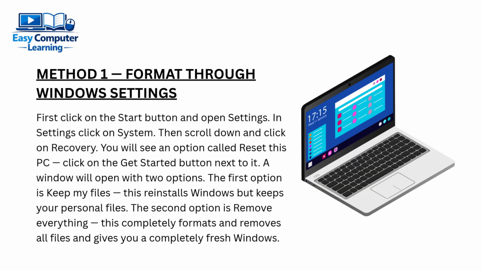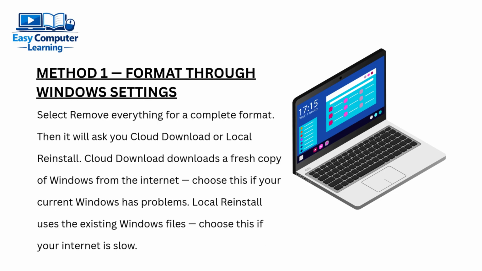A window will open with 2 options. The first option is Keep My Files. This reinstalls Windows but keeps your personal files. The second option is Remove Everything. This completely formats and removes all files and gives you a completely fresh Windows. Select Remove Everything for a complete format.